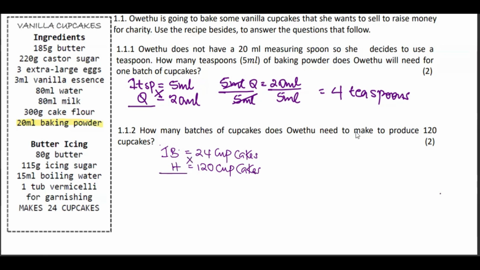Cross multiply, which will become 24 times the unknown and 120. Divide through by 24. This goes with that, and the answer here becomes 5. The answer here will be 5 bunches. All right.